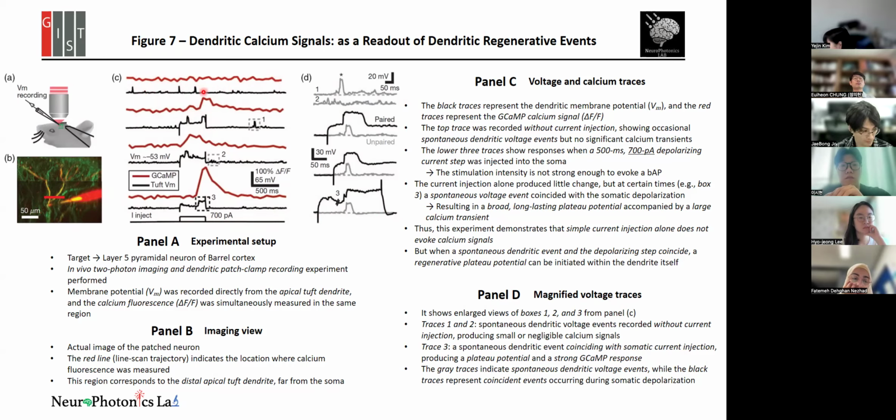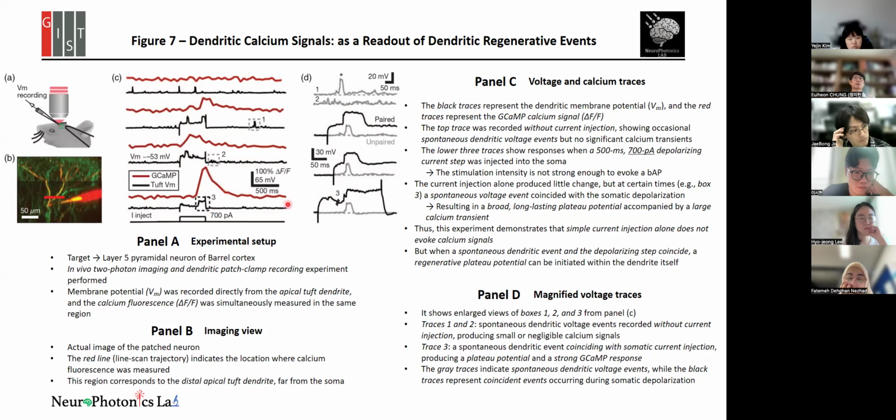And the bottom three traces show the result when a small depolarizing current was injected into the soma. Here, by itself, this current wasn't strong enough to trigger a back-propagating action potential or calcium influx. However, when the spontaneous dendritic event happened to occur at the same time as the somatic depolarization, they worked together to produce the regenerative plateau potential and the large sustained calcium signals.